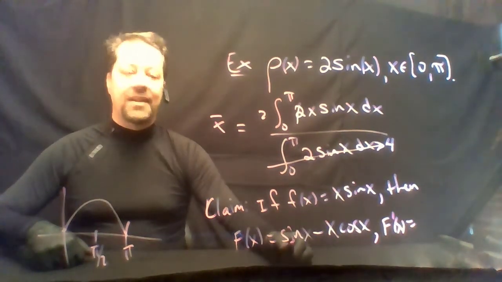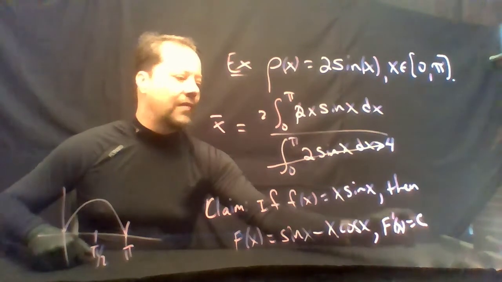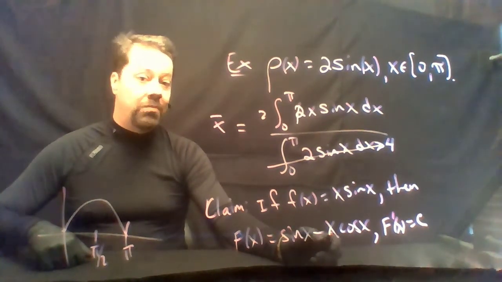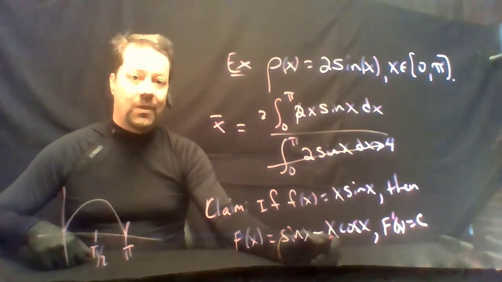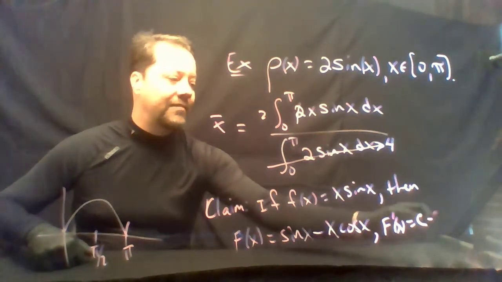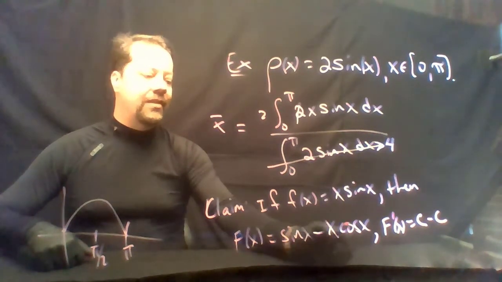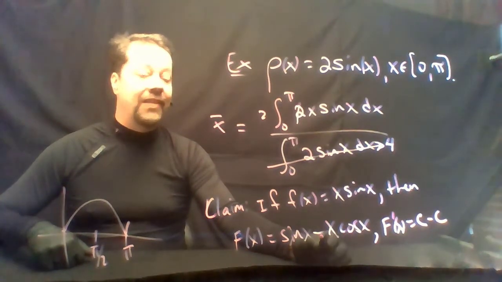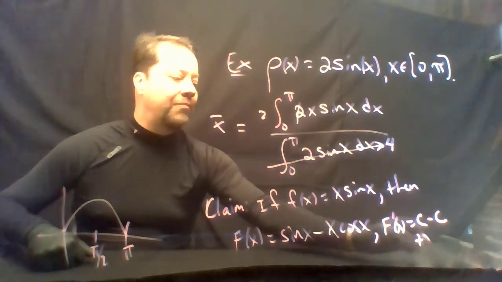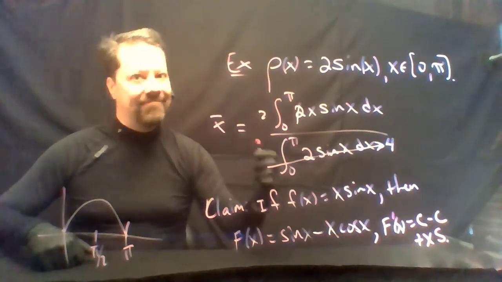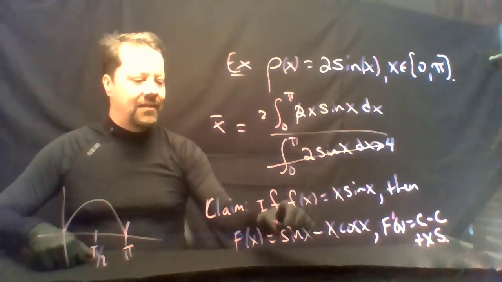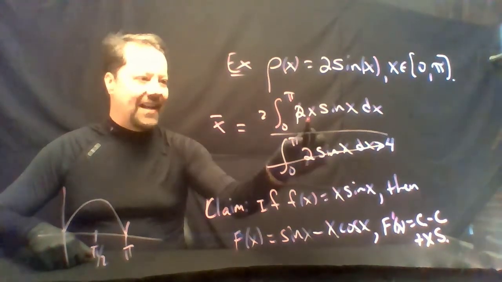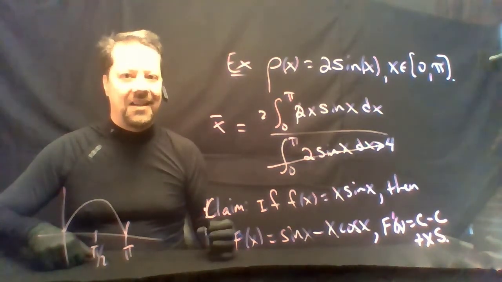The derivative of sine is cosine. On the second term, I need to use the product rule. Derivative of the first is 1 times negative cosine. And then I get the derivative of the second. The derivative of cosine is negative sine. Negative negative gives me positive, and I'll have plus x sine x. That proves that sine x minus x cosine x is an antiderivative of x sine x.